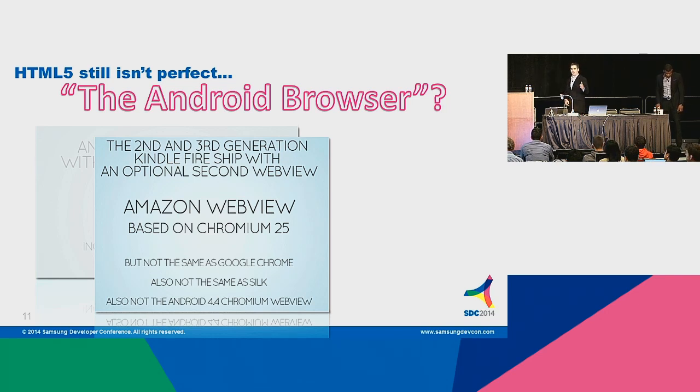So that was based on Chromium, which is not Google Chrome, which is not the same as Silk, which is their new browser rendering engine, which is not the same as their 4.4 Chromium WebView. So here's a device that ships with 3 different browsers on it right off the bat. Which one is your HTML5 app that you just built that runs perfectly in your test lab environment? Which one's it going to run on? Good luck.